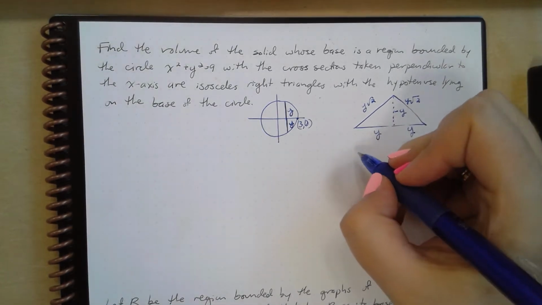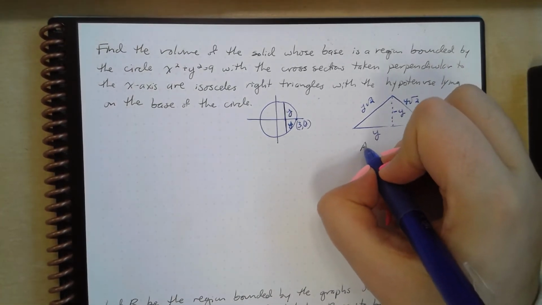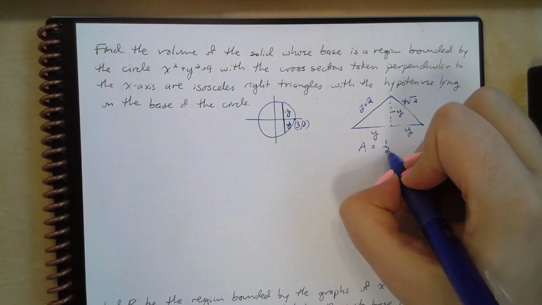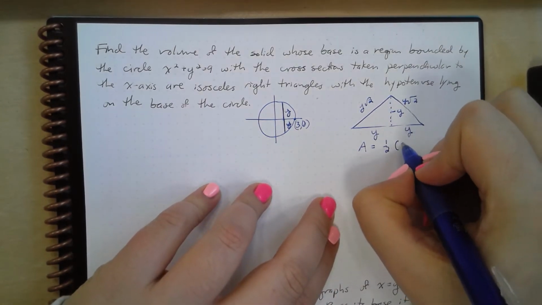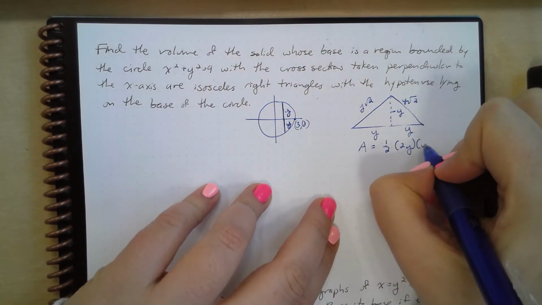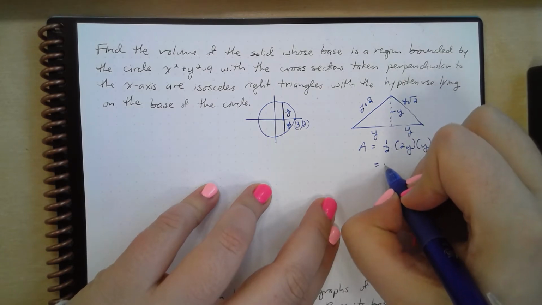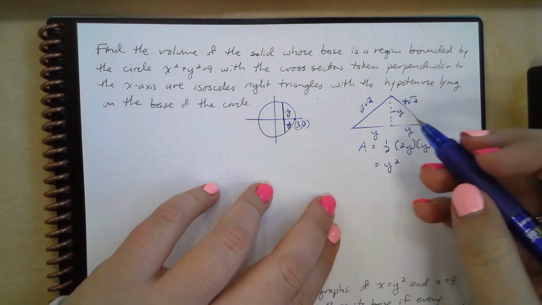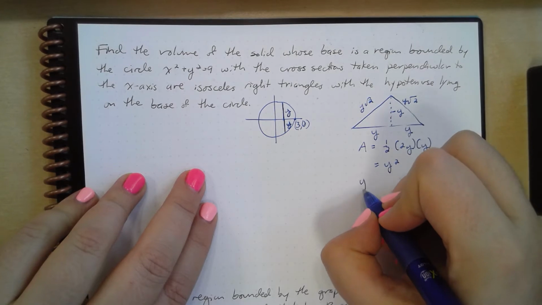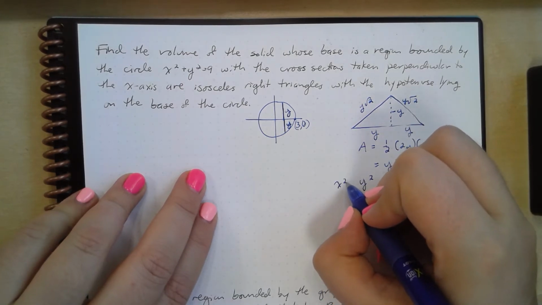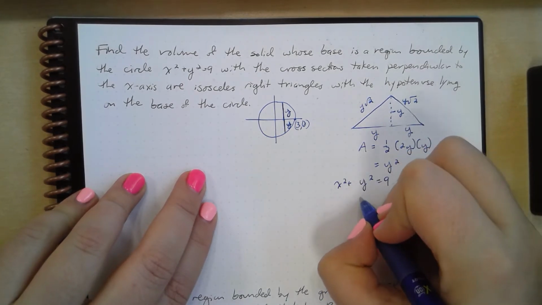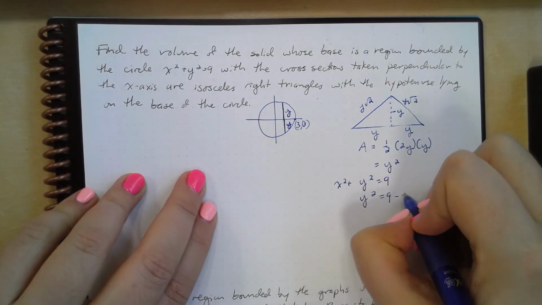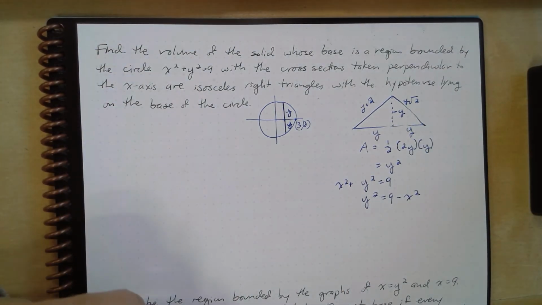So this will also be y. That's convenient. So the area of our triangle is going to be 1/2 times our base, which is 2y, times our height, which is y. So that's going to just equal y squared. And actually, we know what y squared is. x squared plus y squared is equal to 9, so y squared is equal to 9 minus x squared. Okay, that's going to be helpful to us.